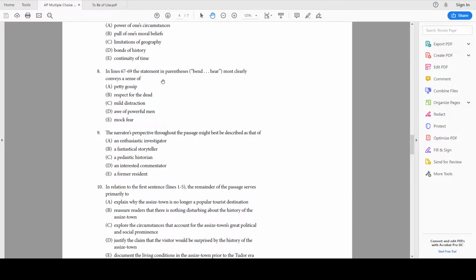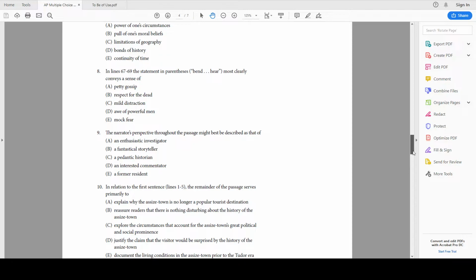So let's see. It most clearly conveys a sense of petty gossip. I don't know if that parentheses was petty gossip. It wasn't like we were talking about who's dating who. So gossip just doesn't feel like the right word. A respect for the dead. Okay. Like I said, when I was reading the passage, that was a cheeky, funny parentheses. So respect is the wrong word. Mild distraction. No, it's not like the parentheses was them cutting in and saying, boy, I would really like a Twinkie right now. D, awe of powerful men.